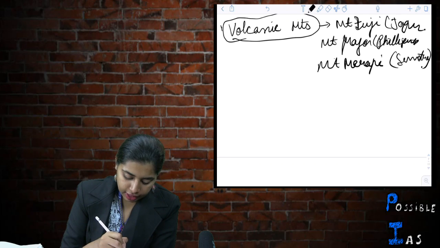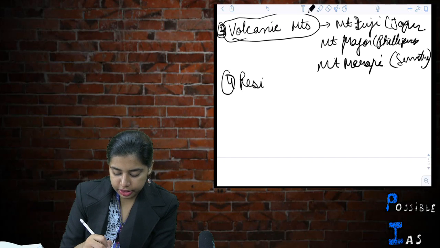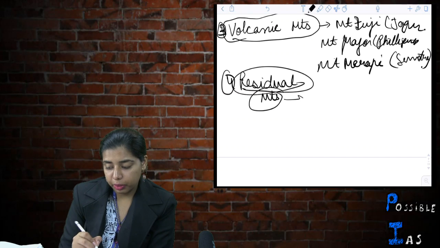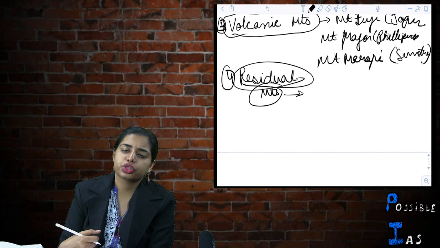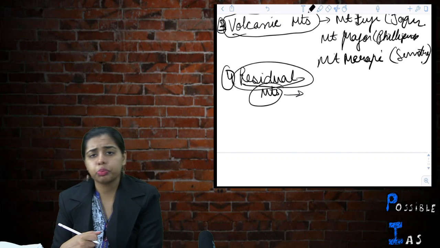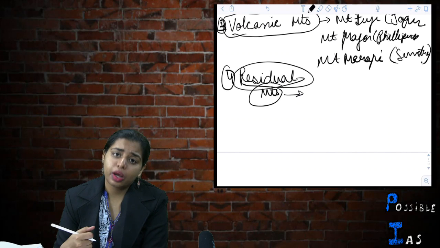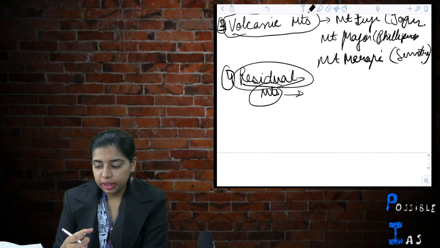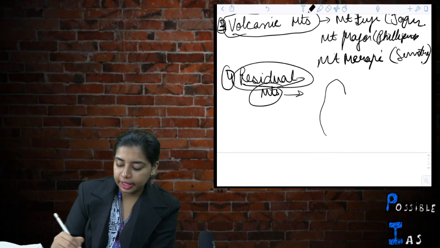The fourth and the last type is residual mountains. Suppose you have an area, and there are different agents of weathering and erosion acting on it. The different forces are trying to break it down. The soft rocks are broken down, whereas the resistant ones keep standing as mountains.